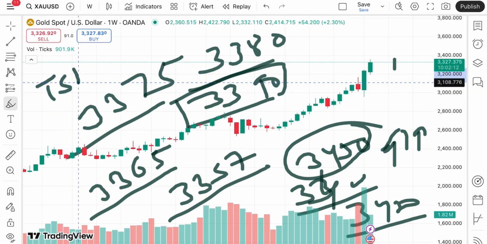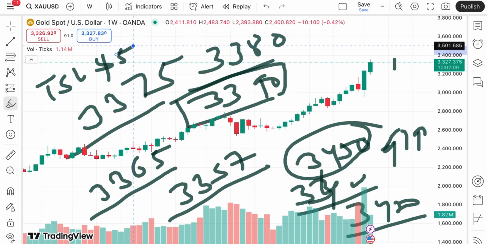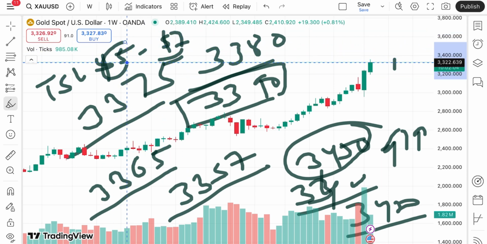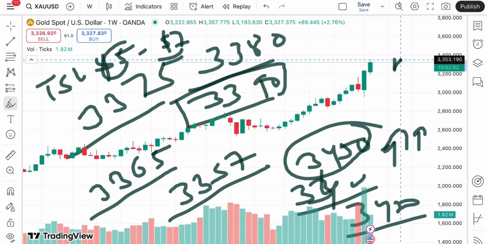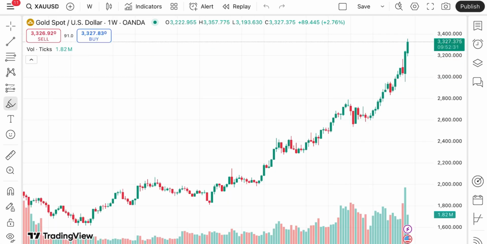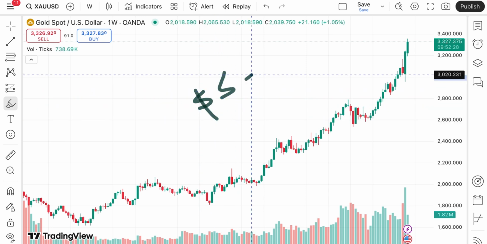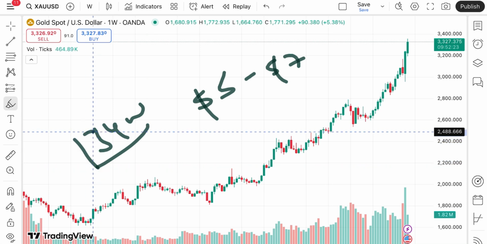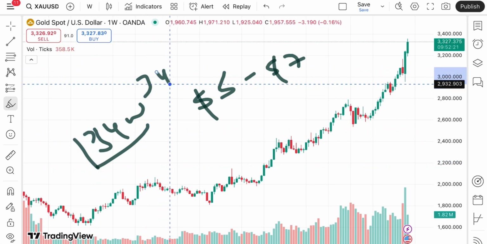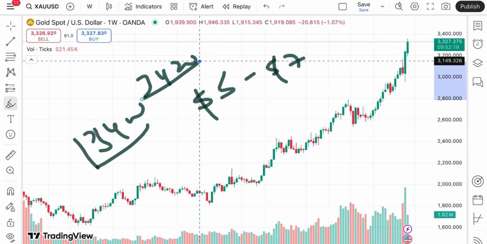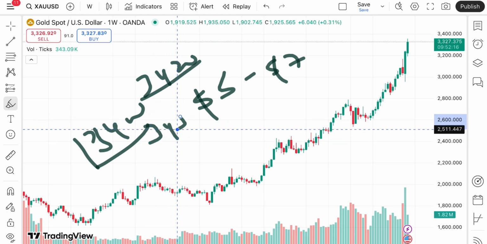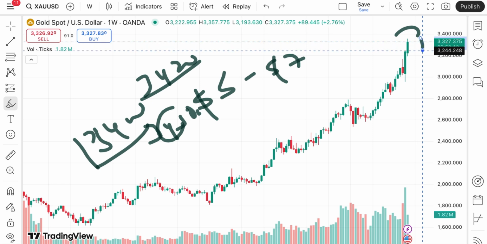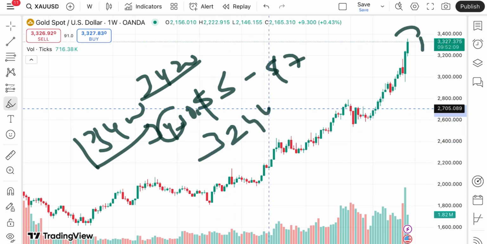What you can do is trail your SL by $5 or $7. If that sustains, a further upside movement we can see. But suppose the price doesn't sustain going above this level, as I've already explained, you can trail your SL by $5 or $7. The probability is high it can touch a level of 34.00, and once above this level, the probability of touching 34.20 we can see, and then a further high. But suppose the price doesn't sustain, it can fall further towards a level of 32.44, which is a particular support.